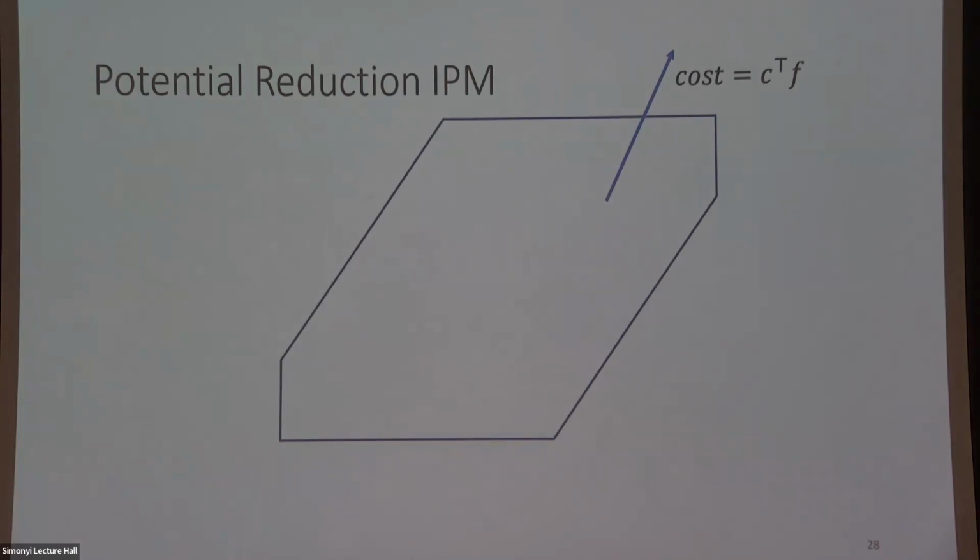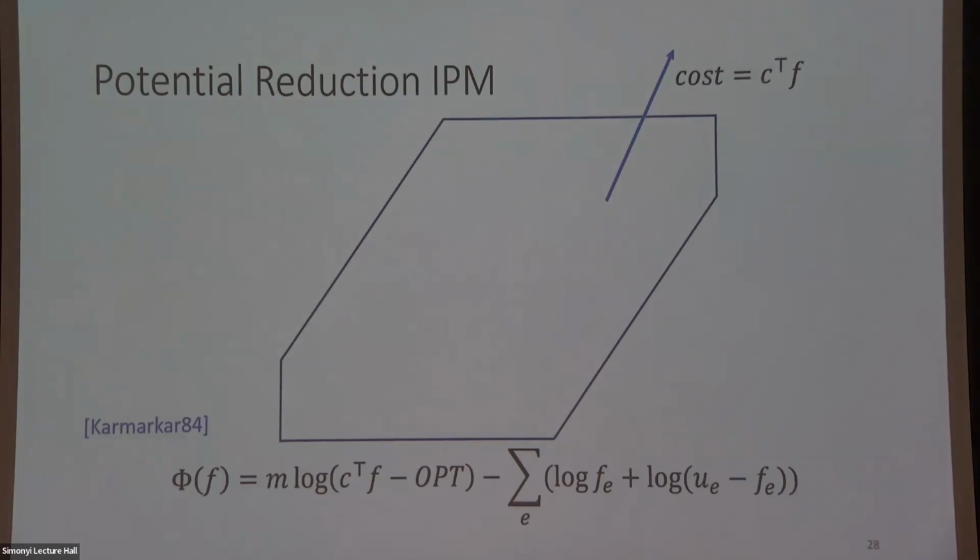And the general structure is that you define a potential function on the interior of this polytope, and it has something like the following form. It has two main terms. Here, let's let opt denote the optimal value of this linear program. So it's the minimal cost that we can attain on the interior of this polytope. The first term encourages us, if we want to minimize this potential function, to improve our cost. So as the cost C transpose F goes down, the first term goes down.